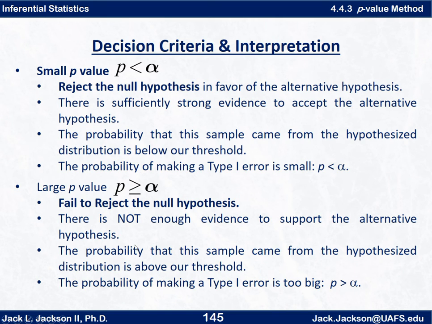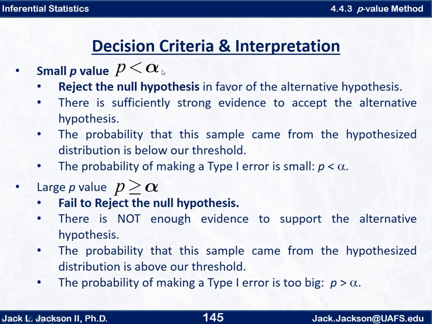On the other hand, if we have a large p-value, how large? If it's greater than or equal to alpha, then we fail to reject the null hypothesis. There's not enough evidence to support the alternative hypothesis. The probability that the sample came from the hypothesized distribution is above our threshold, and so the probability of making a type I error is too big. P is greater than alpha.